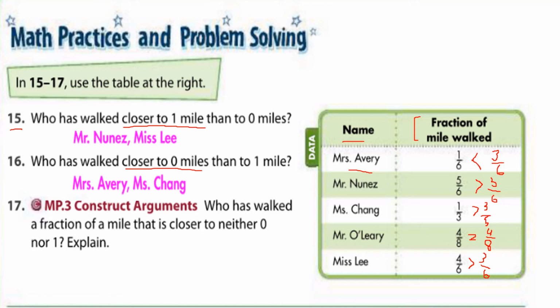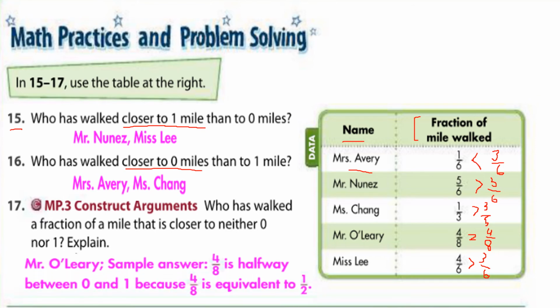Question 17. Who has walked a fraction of a mile that is closer to neither 0 nor 1? The answer for that would be Mr. O'Leary, because 4/8 is the halfway between 0 and 1, so 4/8 is equivalent to 1/2.